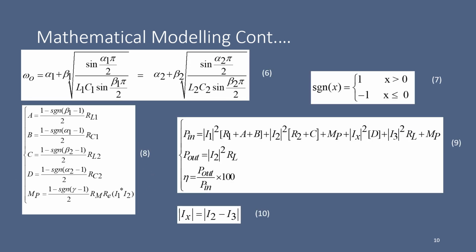Now, when we want to operate our circuit at resonance frequency, that is, the frequency of supply equals the frequency of the circuit, the capacitor values C1 and C2 are calculated using equation 6. And also, to remove the negative resistance part from the circuit, the signum function is utilized as shown in equation 7, which removes the negative resistance part and only considers the positive part. This is done because negative resistance causes power to be generated into the circuit. After considering this, the equations for power input, power output and efficiency were derived as shown in equation 9.